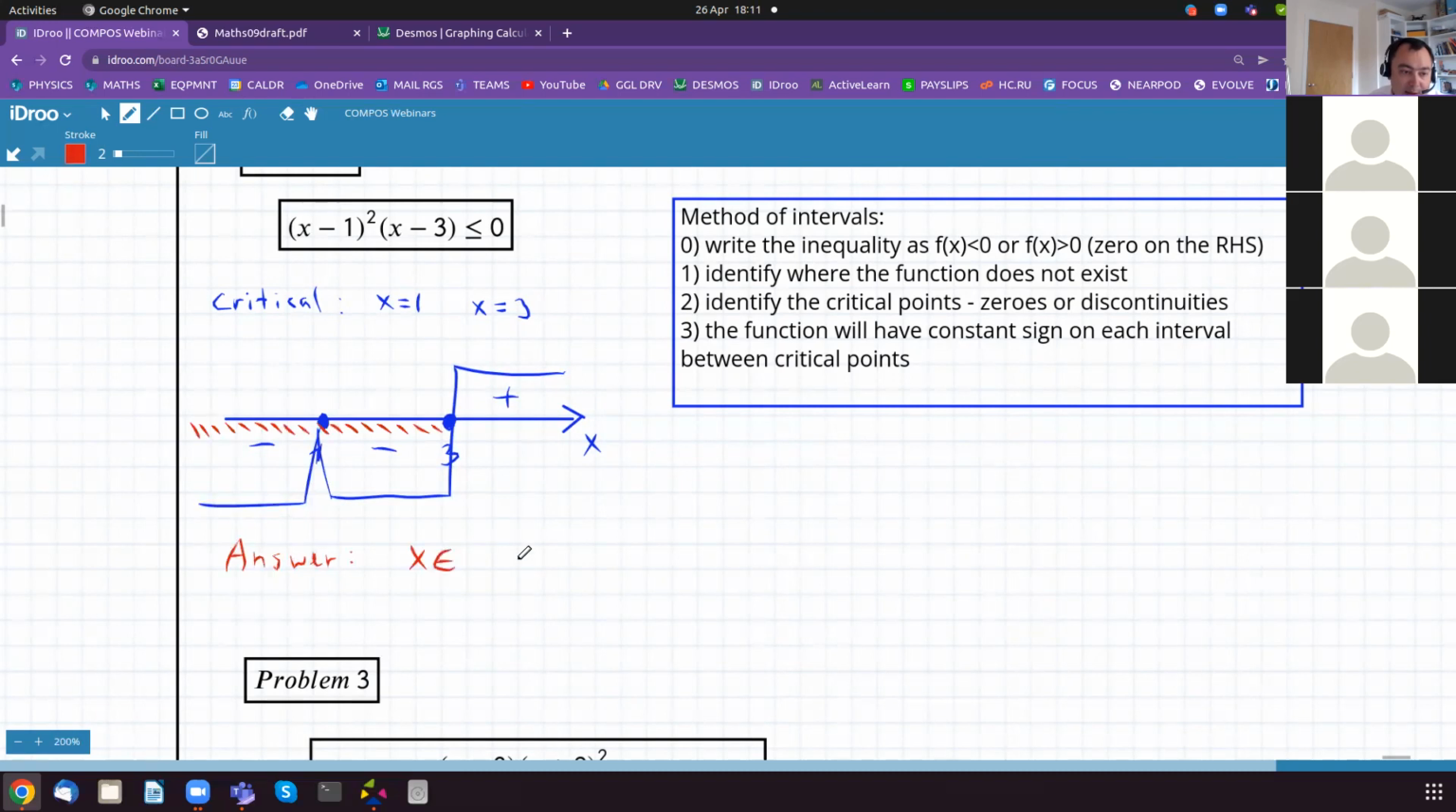So the answer is x in the set from minus infinity, not including, because minus infinity is not a number, up to 3, including. The square bracket means included. Or you can simply say x less than or equal to 3. Yeah, this is an easier way of saying the same thing.